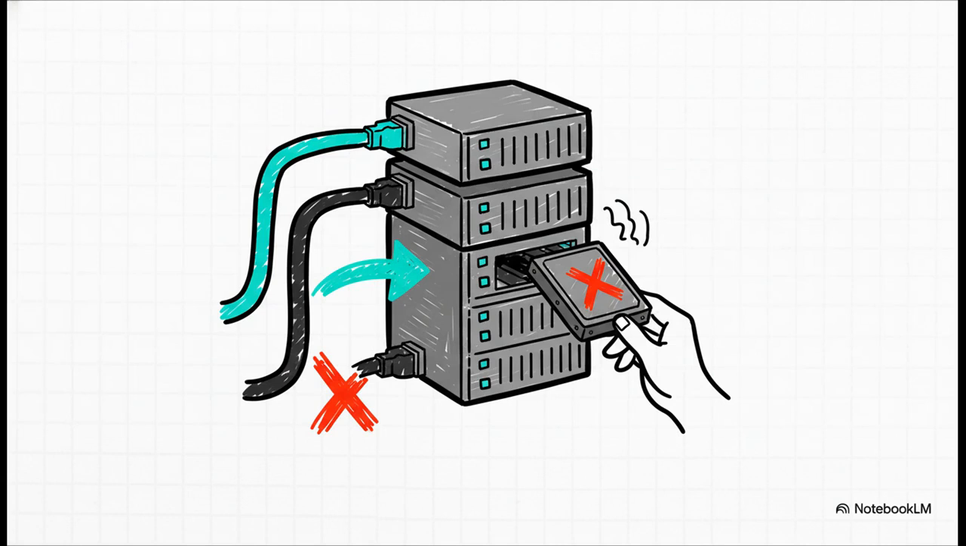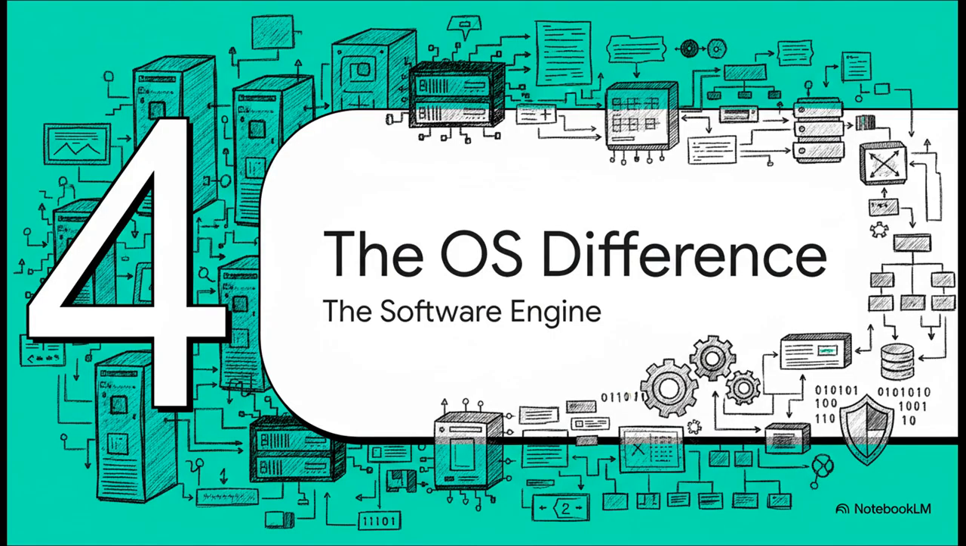Wild. And it doesn't stop there. Servers will have two power supplies. If one fails, the other one just takes over instantly. This whole idea of redundancy and having a backup for everything is just baked into their DNA. But look, all this incredible, fail-safe hardware is only half of the puzzle.